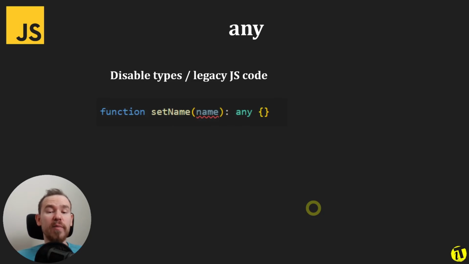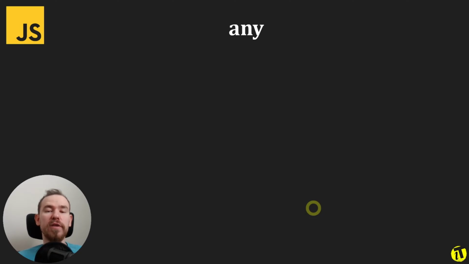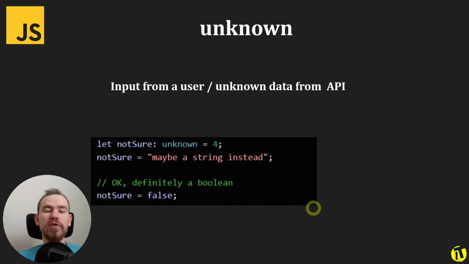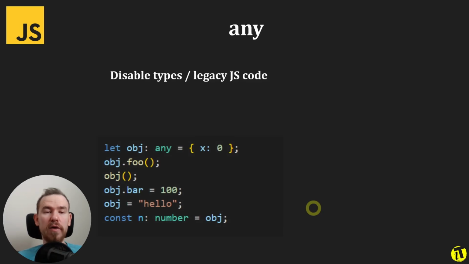Like in this example, if we have the old function from the legacy code, set name, it accepts an argument name, and this function returns any. So this function can return any value. And what is the difference between unknown and any? Okay, so this is the next example.